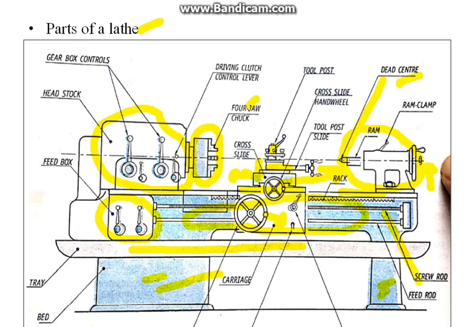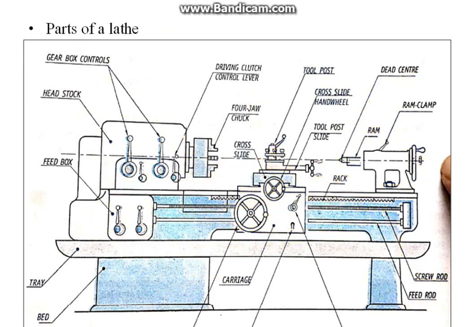This is the screw rod, also called the lead screw. This lead screw is useful during the thread cutting operation. Feed rod: this is nothing but a long horizontal shaft. This feed rod is useful during automatic feed.